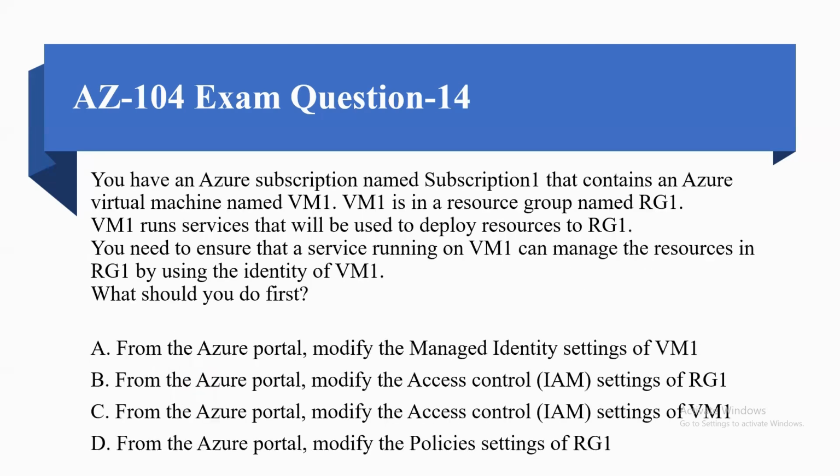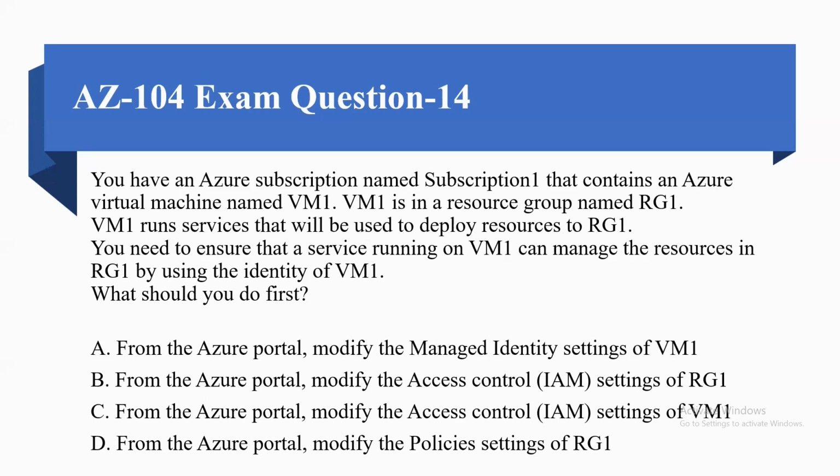Next question. You have an Azure subscription named subscription1 that contains an Azure virtual machine named VM1. VM1 is in a resource group named RG1. VM1 runs services that will be used to deploy resources to RG1. You need to ensure that the service running on VM1 can manage resources in RG1 by using the identity of VM1. What should you do first?